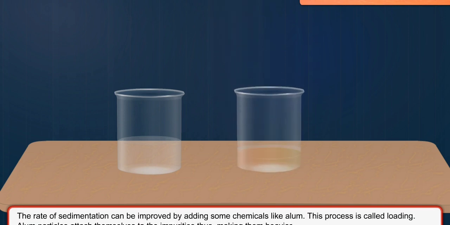The rate of sedimentation can be improved by adding some chemicals like alum. This process is called loading. Alum particles attach themselves to the impurities, thus making them heavier.